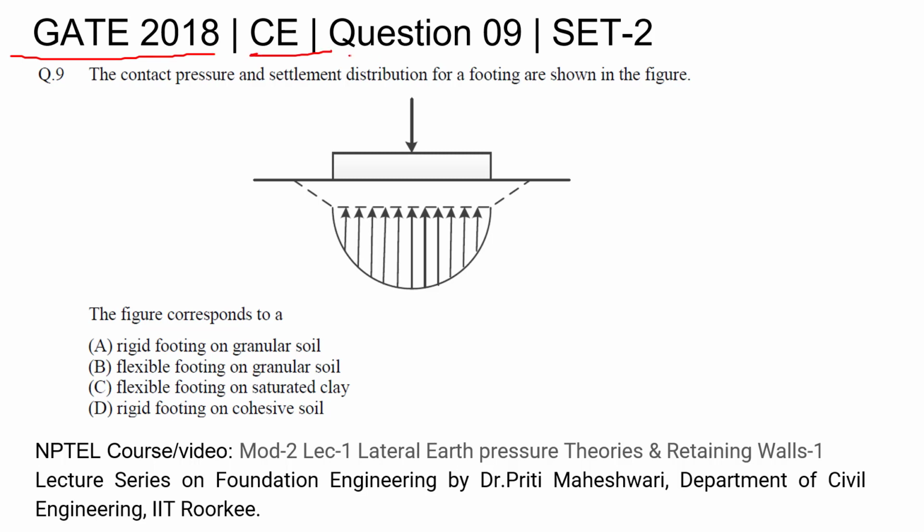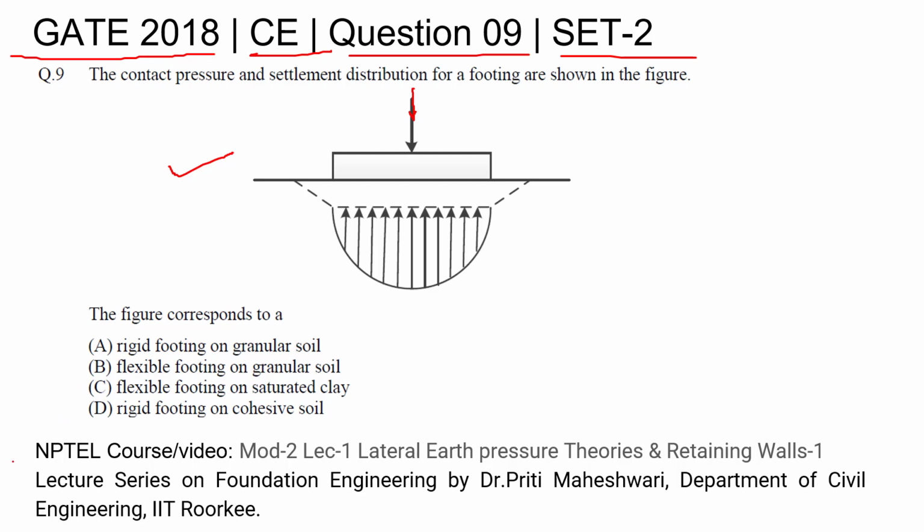2018 Civil Engineering question number 9. The contact pressure and settlement distribution for a footing are shown in the figure. They have given this figure. This is a footing and a point load is applied on the footing, and they are asking which condition the figure corresponds to: a rigid footing on a granular soil, a flexible footing on a granular soil, a flexible footing on saturated clay soil, or a rigid footing on cohesive soil.